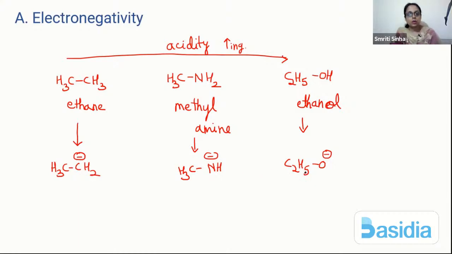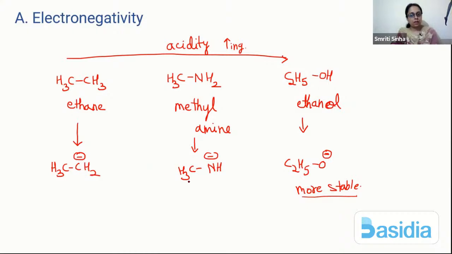But the conjugate base of ethanol is more stable. As it is more stable, it easily loses its H plus. The conjugate base which is more stable will lose its H plus very easily, and therefore it easily loses its H plus to be converted into the conjugate base. That's why ethanol is a strong acid as compared to others, because it wants to be stable, it wants to form the stable conjugate base by losing its H plus.